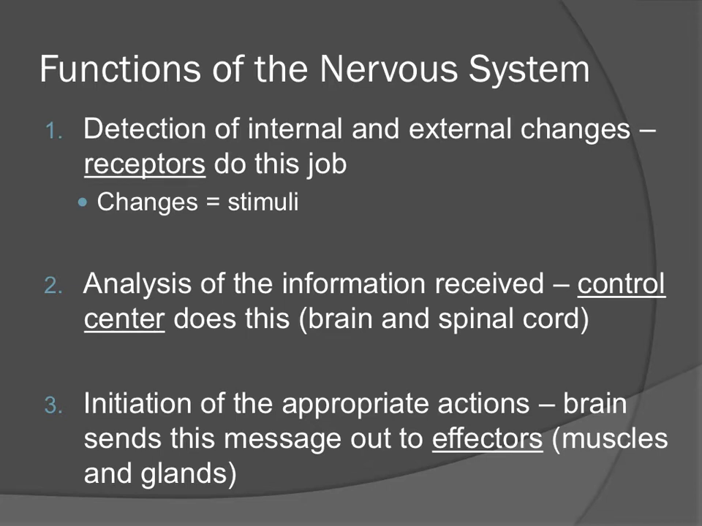Number two, analysis of the information received. So this is the control center does this. This is the brain and the spinal cord. So the entire central nervous system is the brain and spinal cord. Number three, initiation of the appropriate actions. The brain sends this message out to effectors, which are muscles and glands.